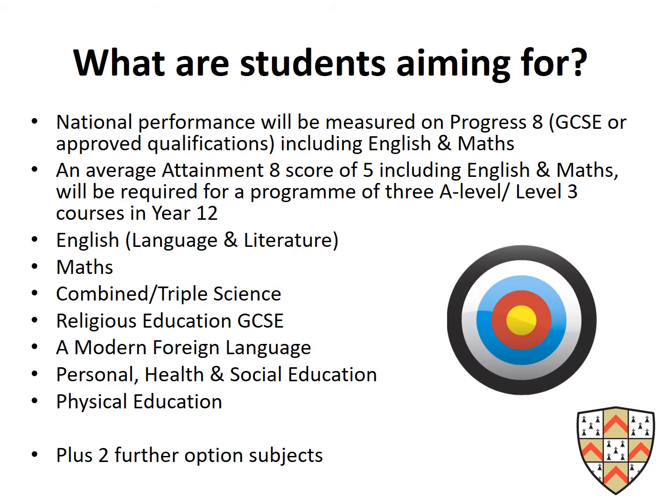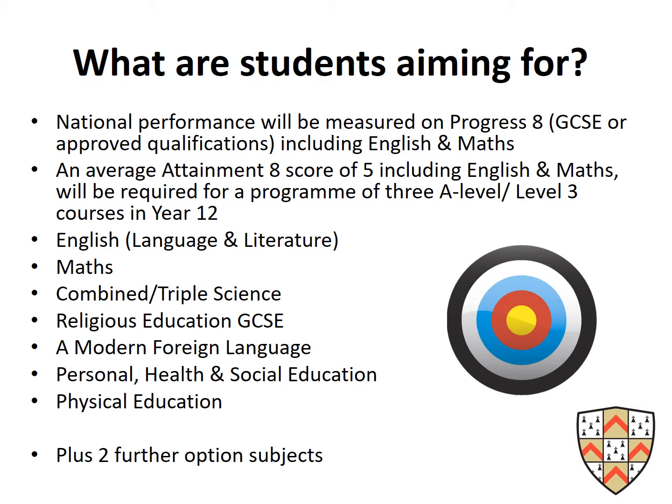So, what are the students aiming for at Key Stage 4? All students will complete GCSEs in English Language and Literature, Maths, Science, RE, and in most cases a modern foreign language. Alongside this, students will choose two options from an array of subjects.